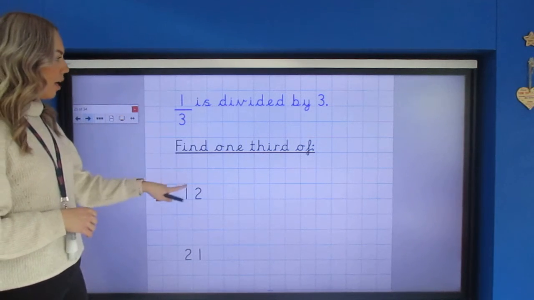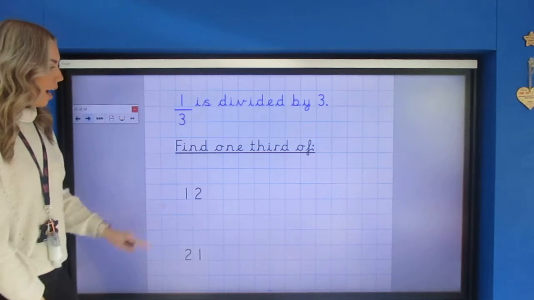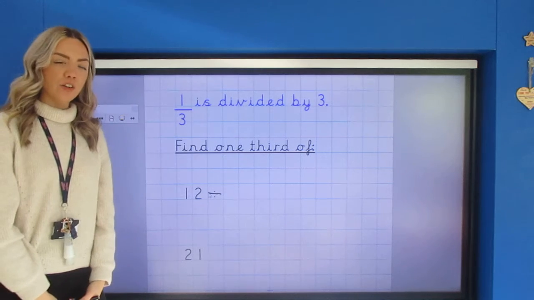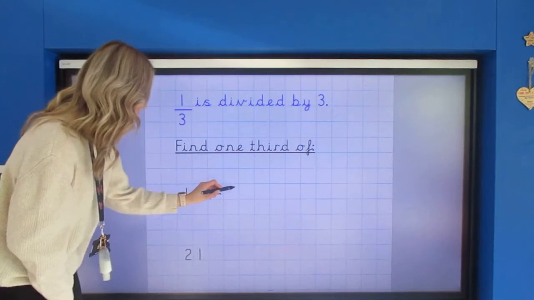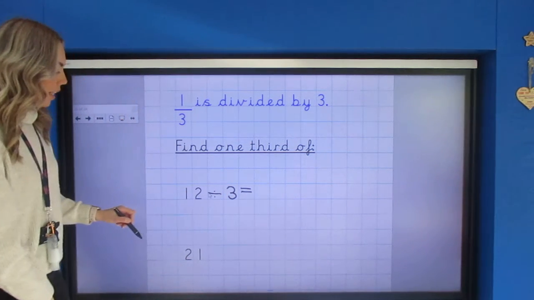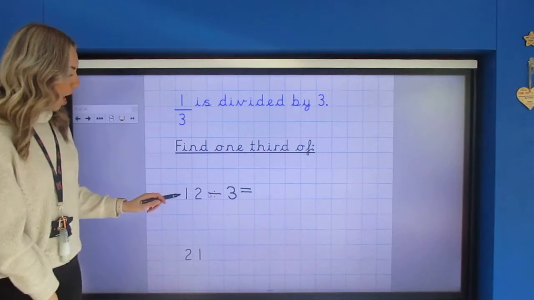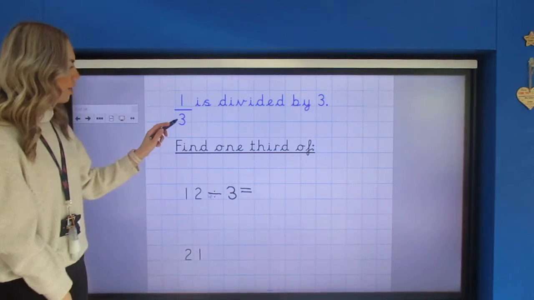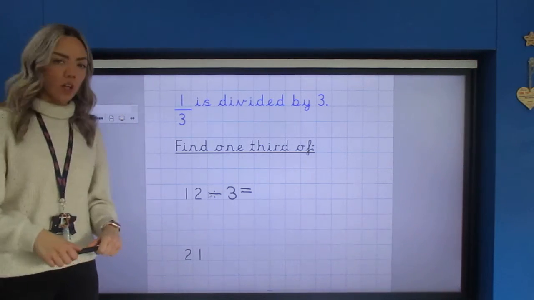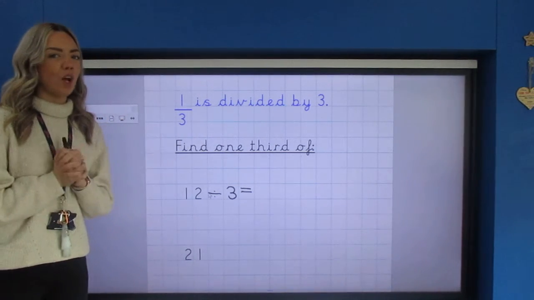So remember, if we need to divide it by 3, we know that we are going to start with 12 because that's our number, and we are going to divide by how many if we're finding a third? 3. Excellent. And don't forget our equals. Brilliant. So we've turned the word problem into a number problem. And we know that we need 3 equal parts because we're finding a third. Okay? So, now all we need to do is solve our problem. So let's think, what ways can we use to solve our problem?